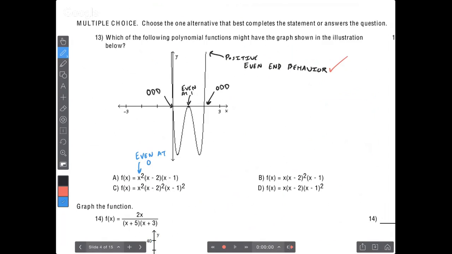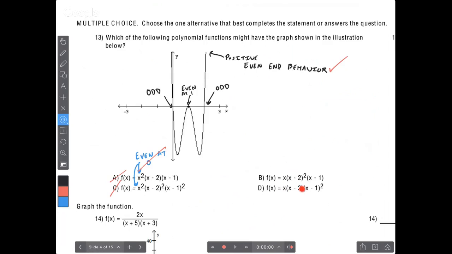Even multiplicity at 0, don't want that. Cross out A. This one, also even multiplicity at 0. Same thing here. Get rid of it. No good. Okay, so now I'm coming over here. Both have odd multiplicity at 0.